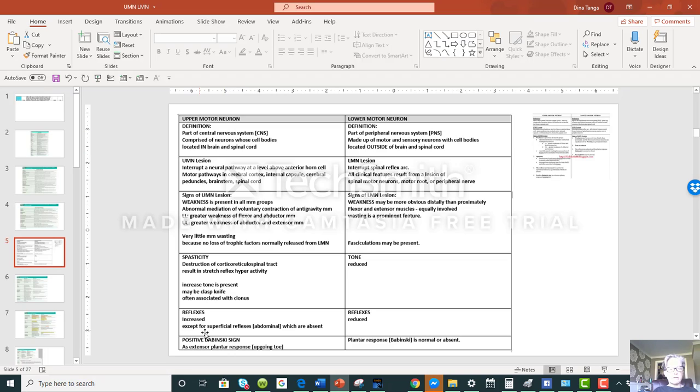The upper motor neuron, you're going to have a positive Babinski sign. And then with the lower motor neuron, your Babinski is going to be normal or absent.